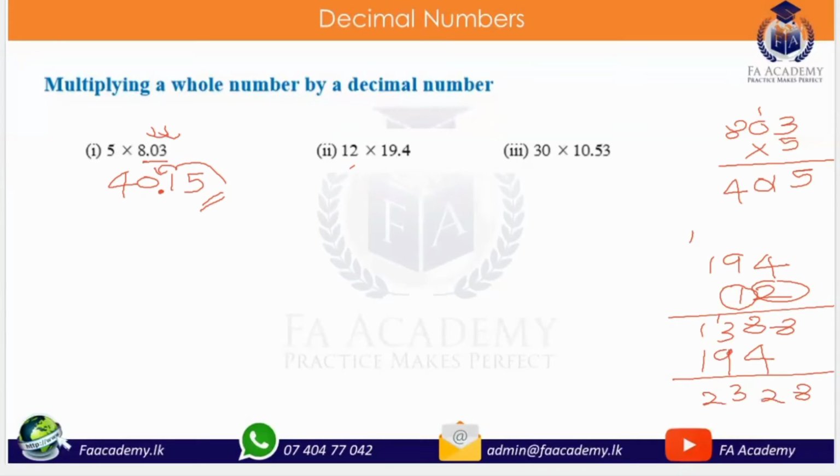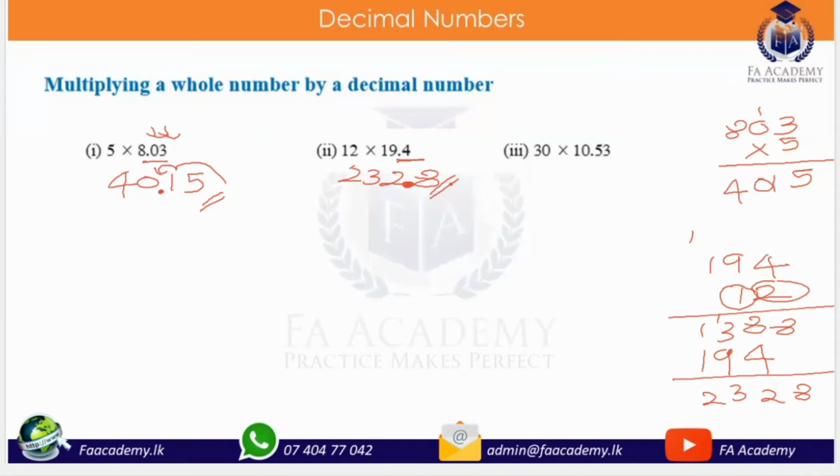Right, so once you get the answer over here, we need to check how many decimal places there are. So there's only one decimal place, and usually the decimal point is here, so we need to move backwards once because we had only one decimal place. That's it. So the answer will be 232.8.